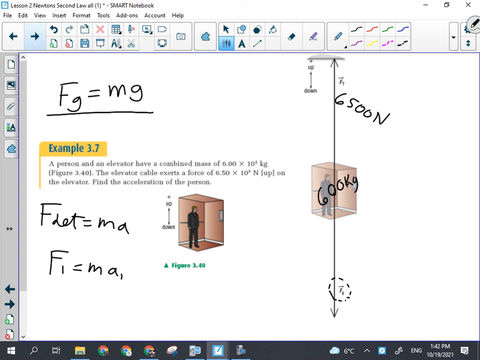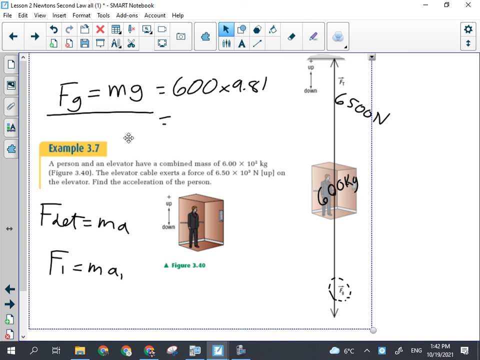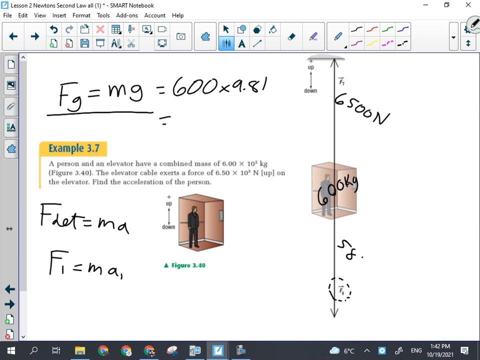All right. Can I calculate the force of gravity? Yeah, because I know the mass, 600 kilograms, and I know that g is 9.81. So that's 5,886 newtons. Which way is this elevator accelerating? Up. We've got 6,500 newtons of force upwards, and 5,886 newtons of gravity downwards. That means that there's more force up.